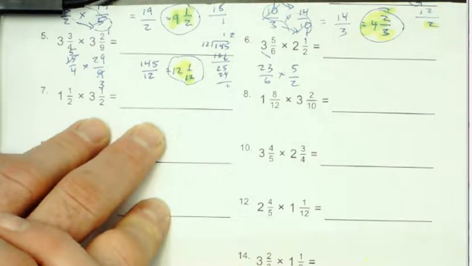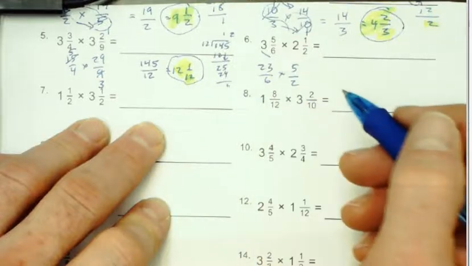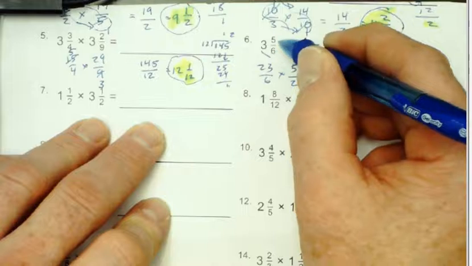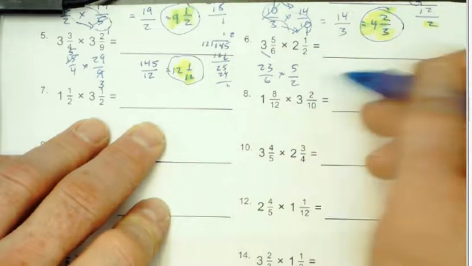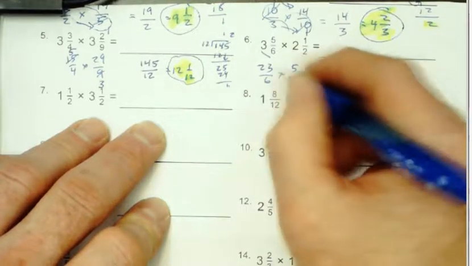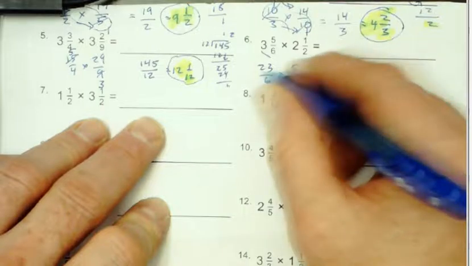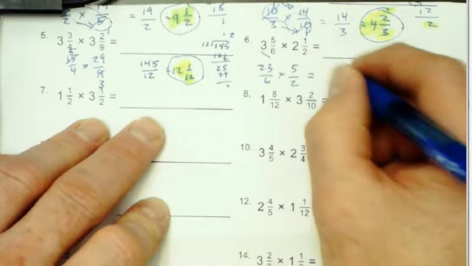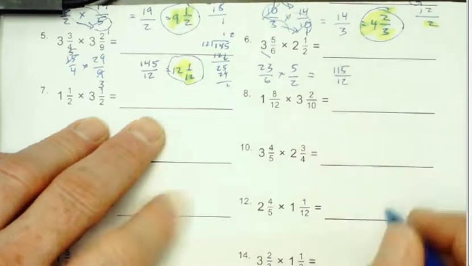Well, I don't see anything we can do this way. Let's double check our fractions. 3 times 6 is 18, 23 sixths. 2 times 2 is 4, plus 1 is 5 halves. Yep, I've converted them right. So I can't do anything with 23 and 2 or 6 and 5, so I just have to multiply them across. 5 times 20 would give me 100, and 5 times 3 would give me 15. So this is 115 divided by 12, or 115 twelfths.